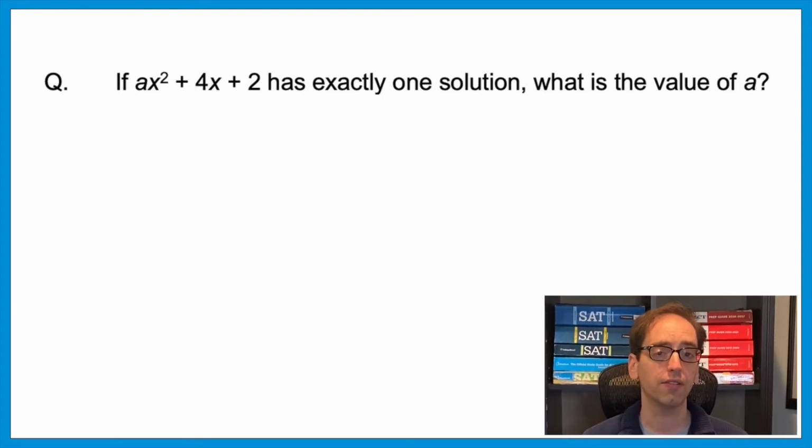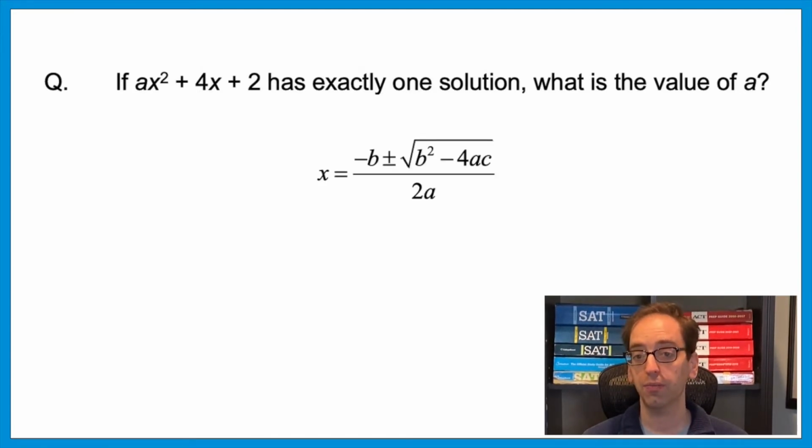Before we get to the heavy lifting, let's just recap the quadratic formula for a moment. The quadratic formula is x equals negative b plus or minus, all under the radical, b squared minus 4ac, over 2a. Now, this question deals with a very specific part of that formula, the part under the radical. That portion, b squared minus 4ac, is called a discriminant.